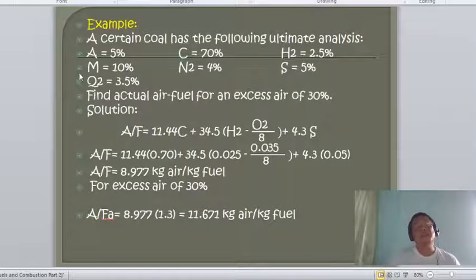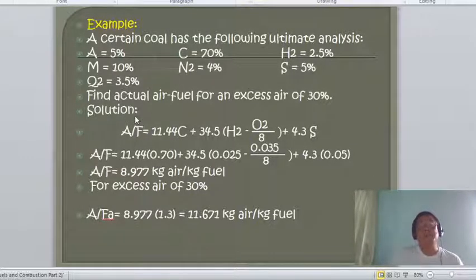Okay, class, so this is very easy. The theoretical air-fuel ratio is 11.44, or sometimes you will see an equation using 11.5, times carbon plus 34.5 times hydrogen minus oxygen over 8, plus 4.29 or 4.3 times sulfur. Substituting values, the amount of theoretical air is equal to 8.977 kilogram air per kilogram of fuel.